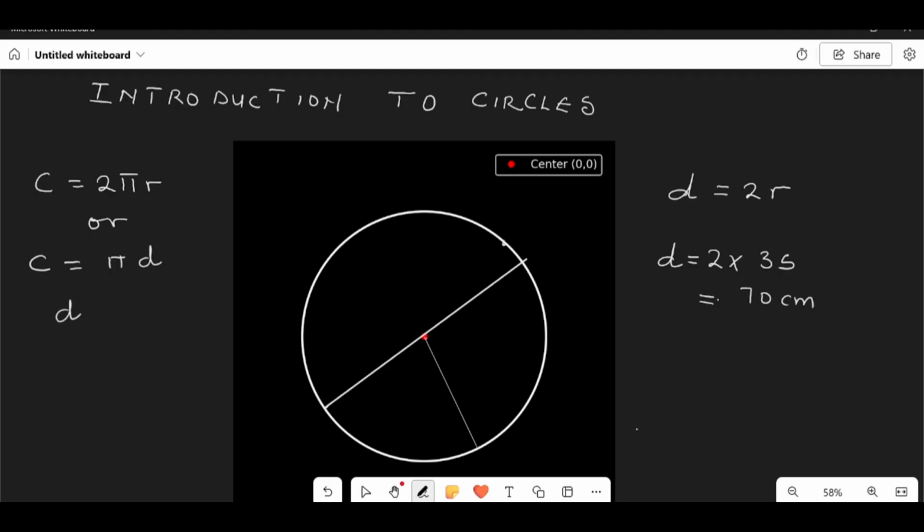Our d equal to 2r, where pi is approximately 3.14159, or 22/7.